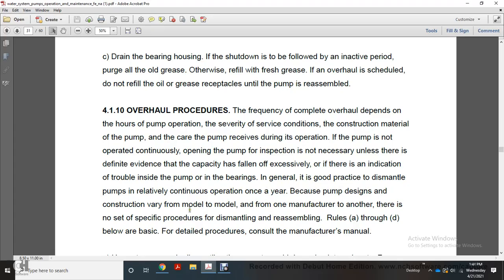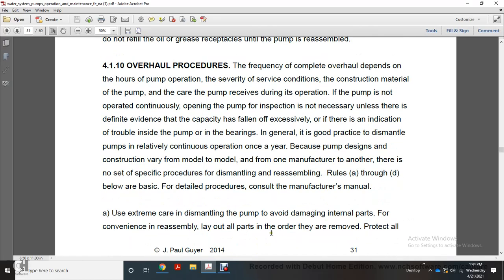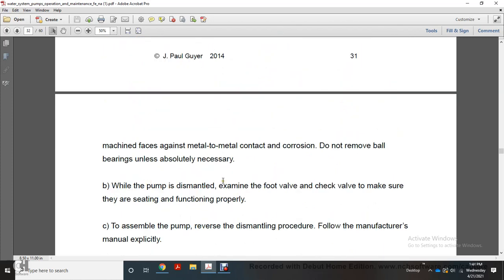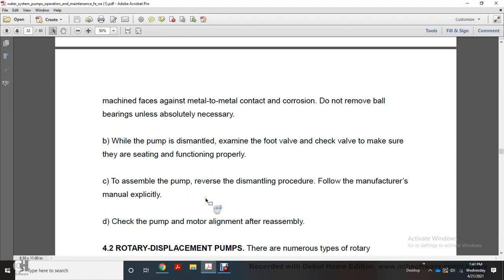From one manufacturer to another, there is no specific procedure, so follow rules A through D below along with the basic details in the manufacturer's manual. A. Use extreme care when dismantling the pump to avoid damaging internal parts. For convenience in reassembly, lay out all parts in the order that they are removed. Protect machined faces from metal-to-metal contact and corrosion. Do not remove ball bearings unless absolutely necessary. B. When the pump is dismantled, examine the foot valve to make sure that it is sealing and functions properly.